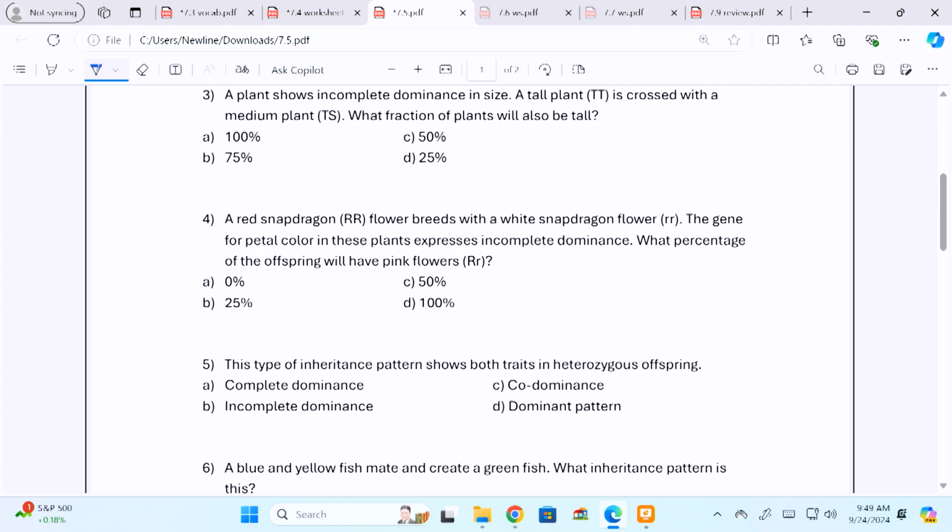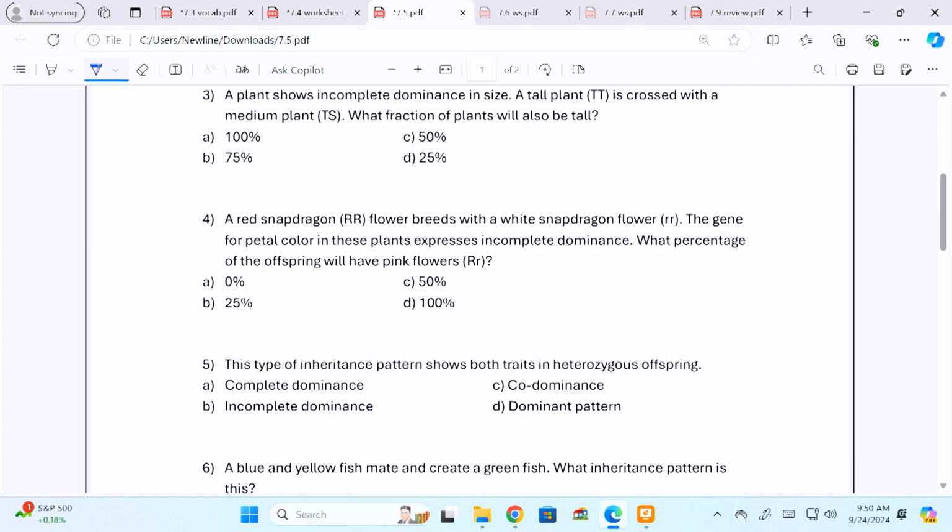Okay, so number 3 says a plant shows incomplete dominance in size. A tall plant, TT, is crossed with a medium plant, TS. What fraction of plants will also be tall? So what's going on here is we have a couple of different options, right? You can be tall, you can be a short plant, or if you are heterozygous, you'll be there in the middle. They'll mix together. It says what fraction of plants will also be tall.